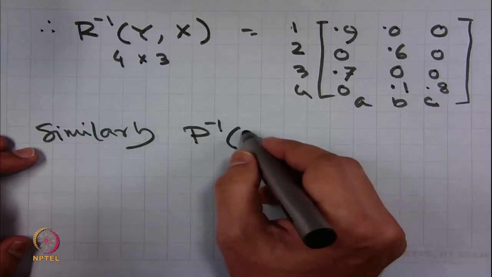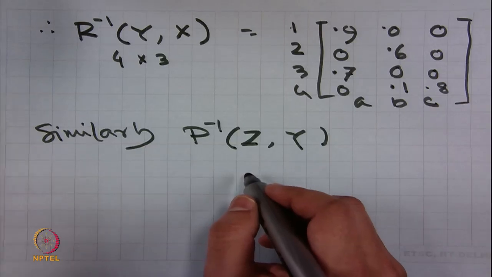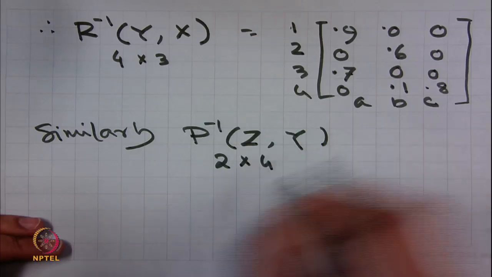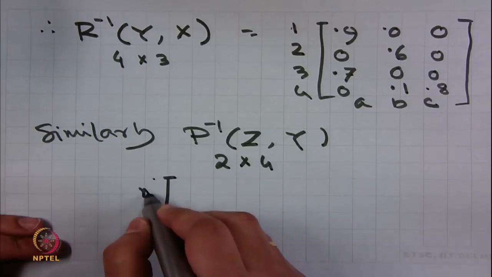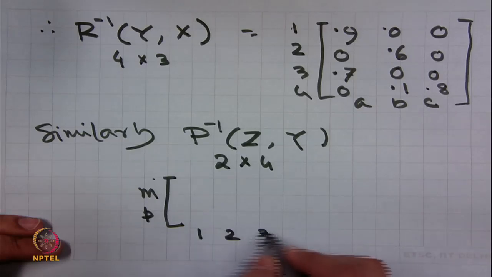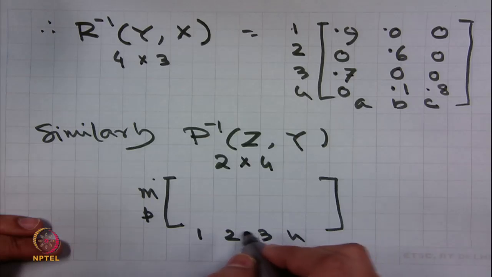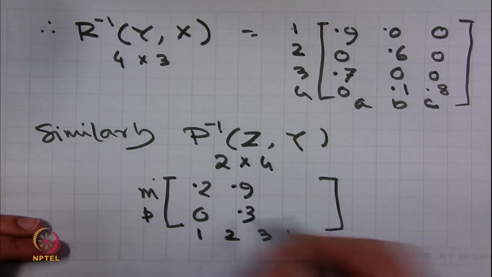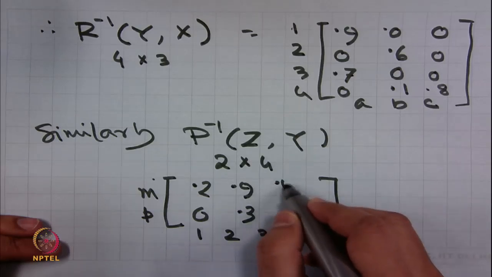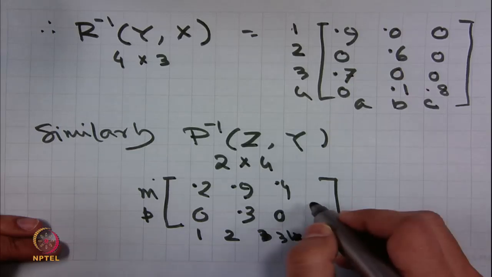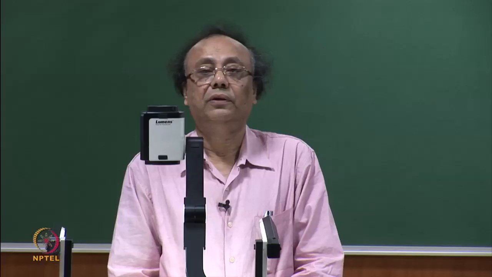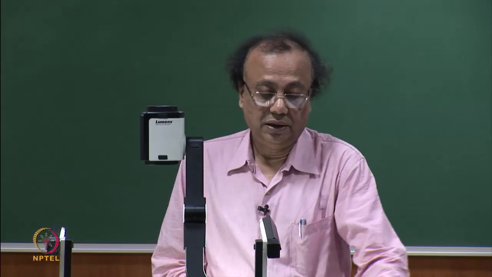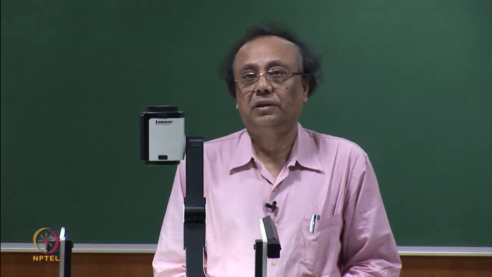Similarly, P inverse (Z, Y) is going to be a 2 cross 4 matrix, and that is going to be 0.2, 0, 0.9, 0.3, 0.4, 0 and 0.5. Thus, corresponding to both the relations R and P, we get the corresponding inverse relationships.